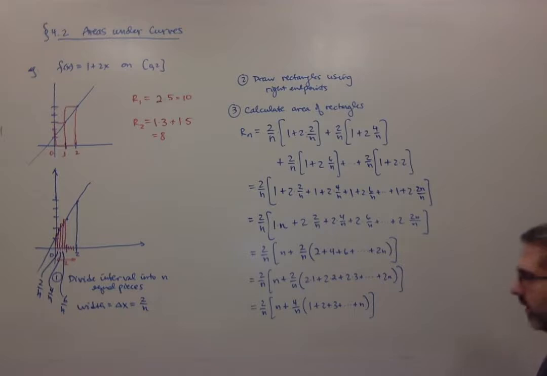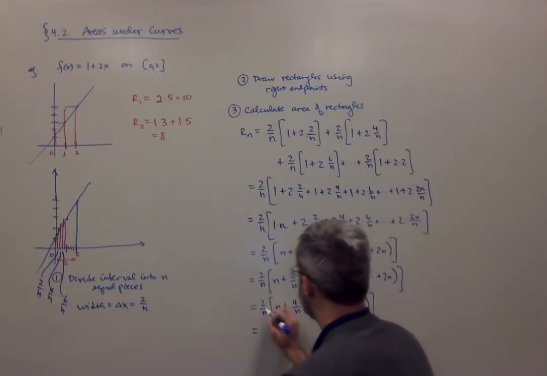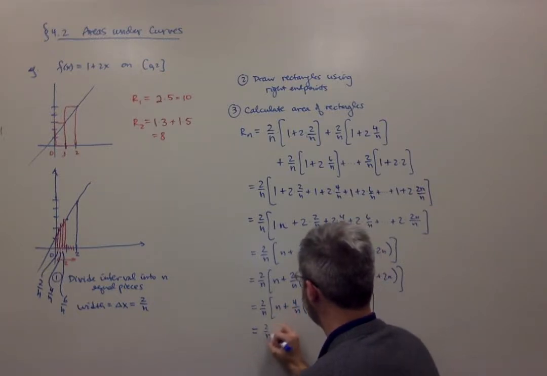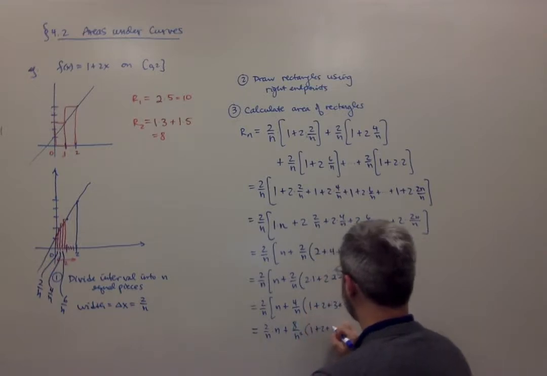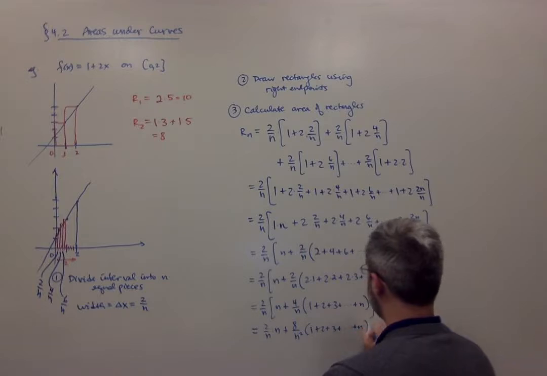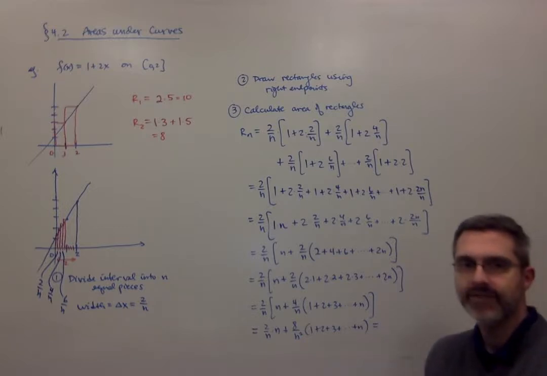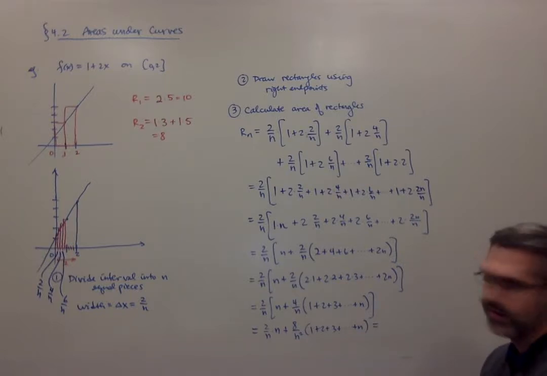So in other words, if I were to multiply this 2 over n in, I would get 2 over n times n plus 8 over n squared times this thing. All right? Fun. Now we're almost there. I know this seems kind of crazy, but it's not too crazy.